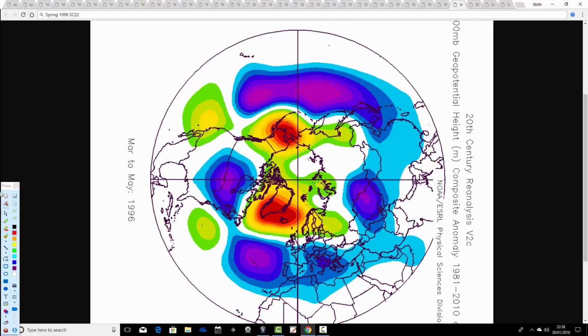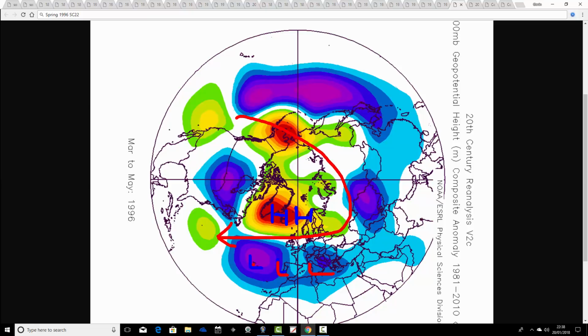The spring of 1996 comes up next. This is from the solar minimum spring of solar cycle number 22. And this one follows on from the cold winter of 95-96, of course. So basically it's the same pattern as we have through the winter of 95-96, with the above average heights to the north, below average heights down to the south, and a lot of easterly winds coming in through the spring of 1996. A lot of easterly winds following on from the easterly winds of the winter of 95-96, of course.